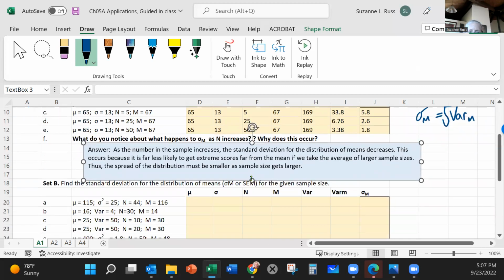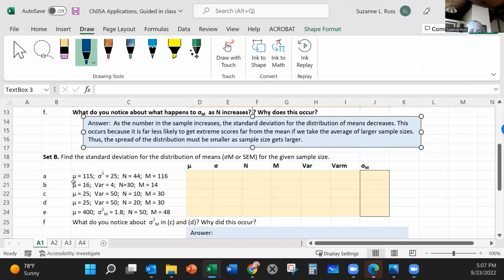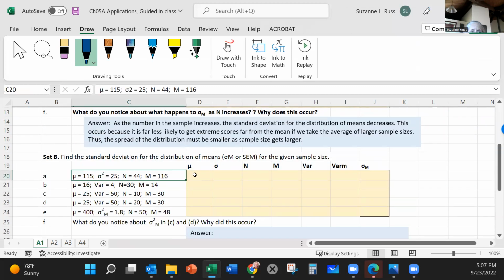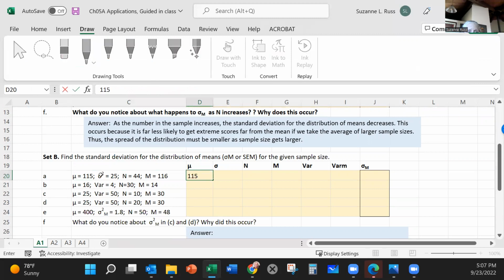So next we're asked to find the standard deviation for the distribution of means, but it looks like we're given different information. So here I see we have mu 115, but then it looks like we have variance. The standard deviation squared means variance, so that's 25. N, it looks like we have 44. M, it looks like we have 116. I noticed we didn't even use our M in the last problem.